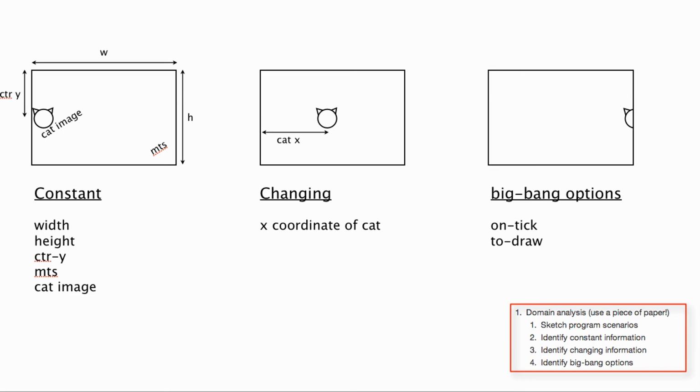So Big Bang options don't have to all be in the picture that's above Big Bang options, right? This is really 2 parts of your analysis. One part is the diagrams, and then the other part is these 3 elements of constant, changing, and Big Bang options. In the next video, we'll start converting this into code.